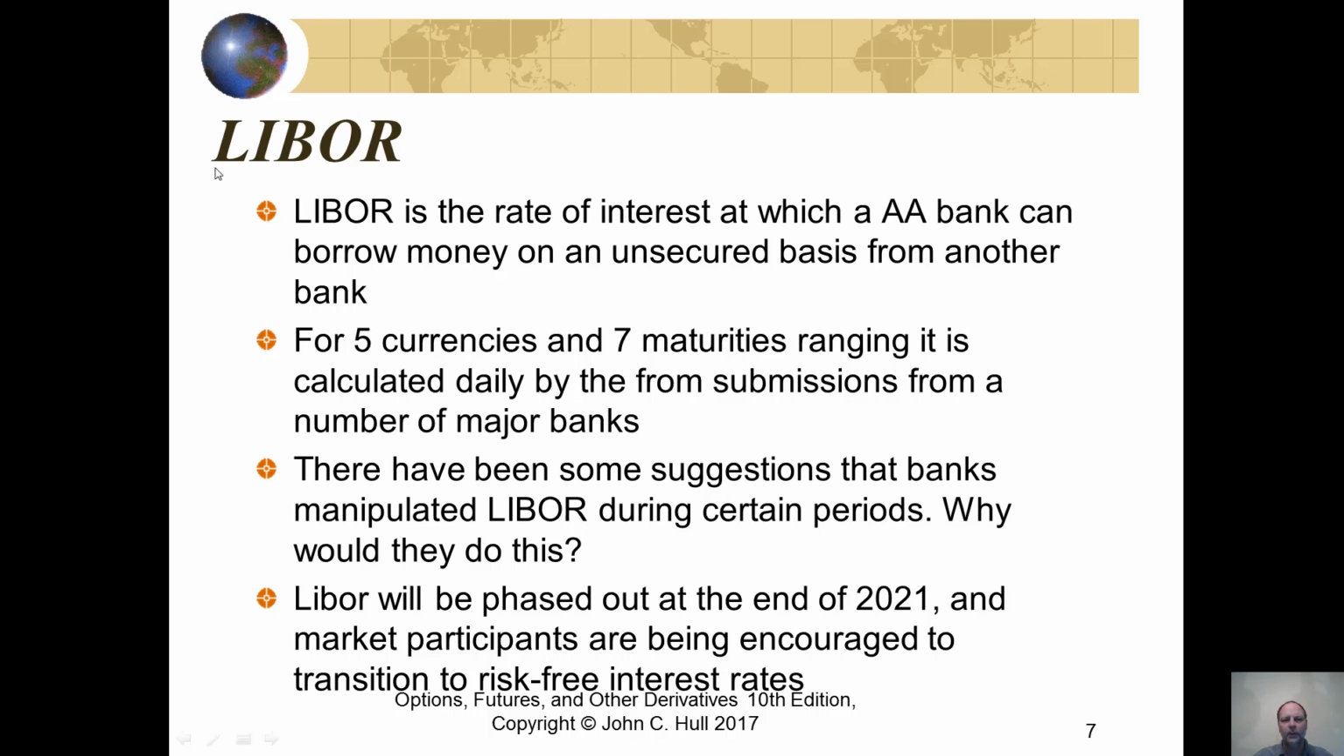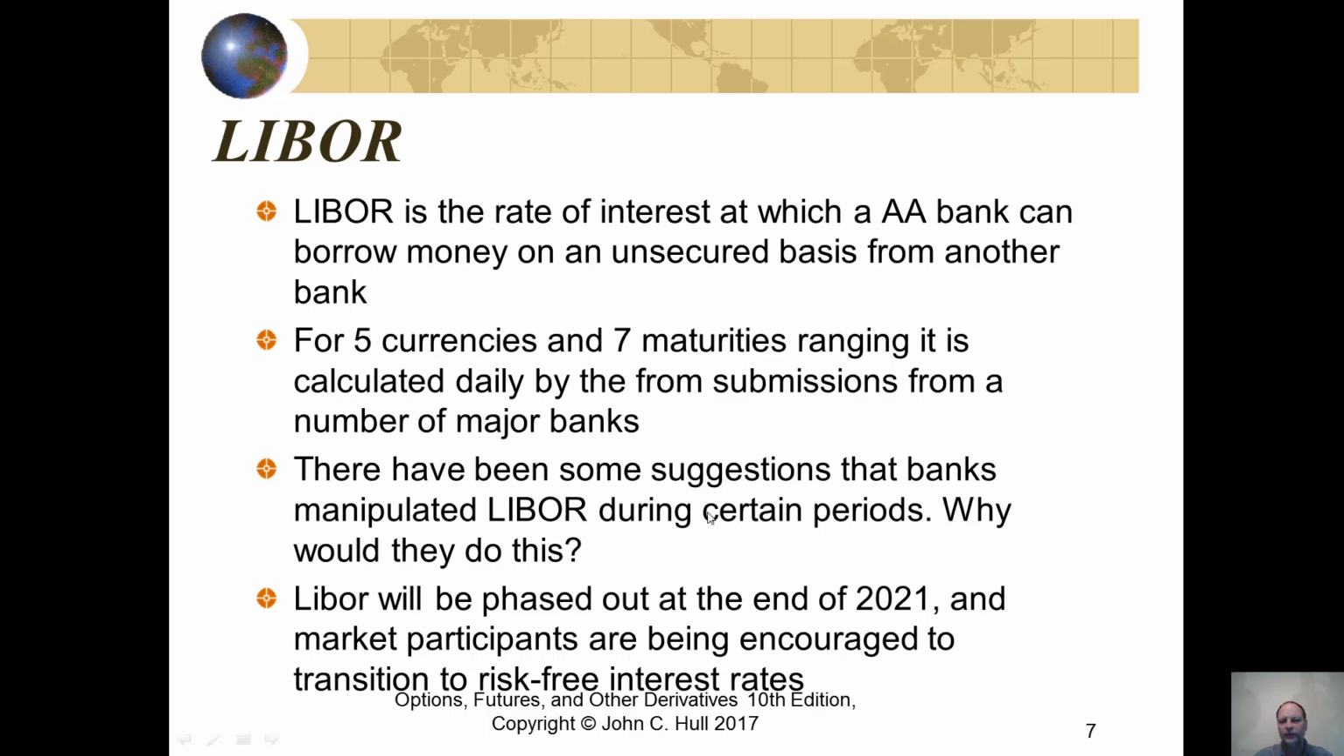The next interest rate we will look at is the LIBOR rate, the London Interbank Offer Rate. There's also a LIBID, a London Interbank Bid Rate. LIBOR is the rate of interest at which a AA bank can borrow money on an unsecured basis from another bank, and it's currently calculated for 5 currencies and 7 different maturities: 3 months, 6 months, etc.